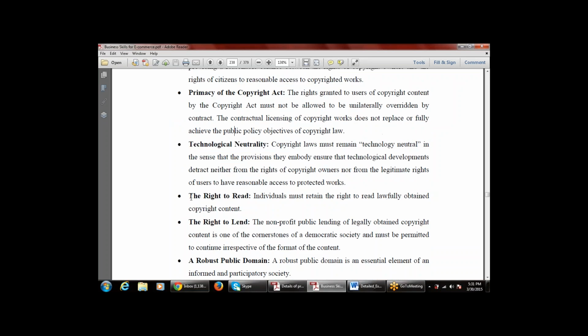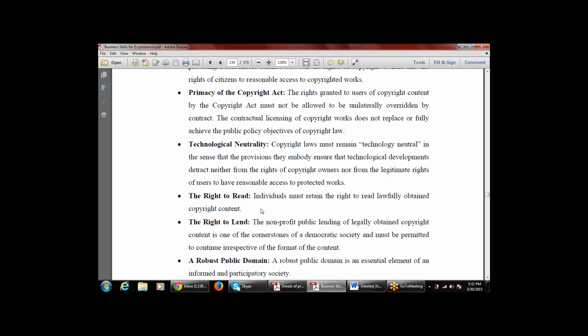Then the next principle is the right to read, that individuals must retain the right to read lawfully obtained copyright content. That is, any rules and regulations must be read by individuals very carefully for the copyrights. Then the right to lend, that is, non-profit public lending of legally obtained copyright content is one of the cornerstones of a democratic society and must be permitted to continue irrespective of the format of the content. So the right to lend is also one of the principles that is applicable for the copyright issue.